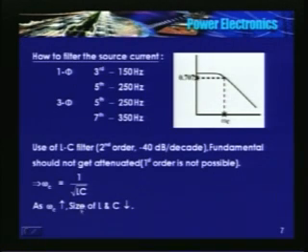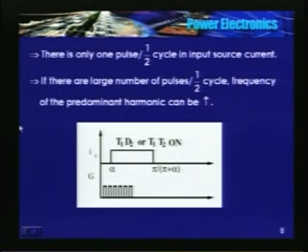So in order to make the system less bulky, or in order to reduce the size of L and C, somehow I should increase the frequency of the harmonic that has to be filtered. How do I do that? By the way, how many pulses are there per half cycle in all the converters that we studied so far? There is only one pulse in 180 degrees.